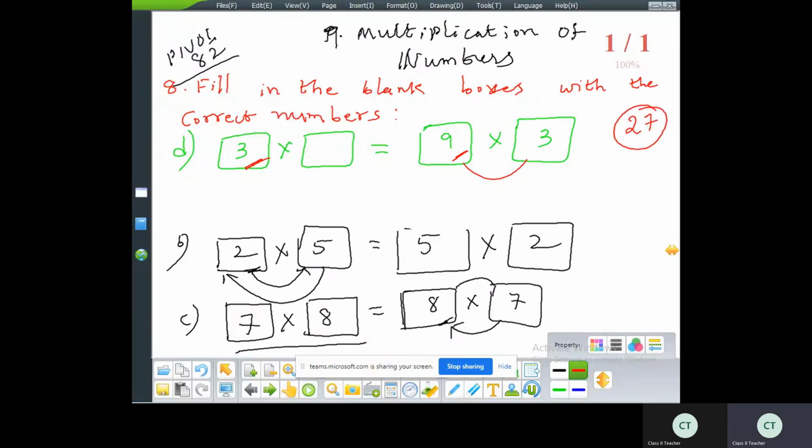3 1s are 3, 3 2s are 6, 3 3s are 9, 3 4s are 12, 3 5s are 15, 3 6s are 18, 3 7s are 21, 3 8s are 24, 3 9s are 27. Yes, 3 9s are 27. In this empty box, we write our correct answer, 9. 3 9s are 27. 9 3s are also 27.